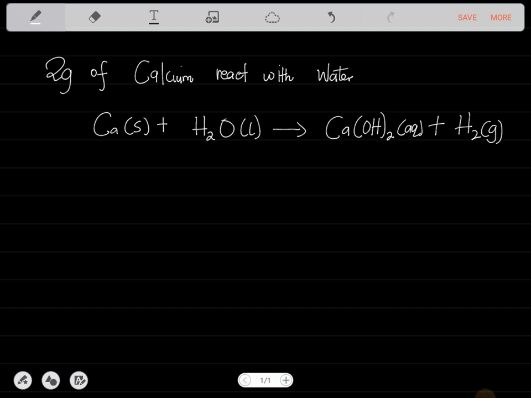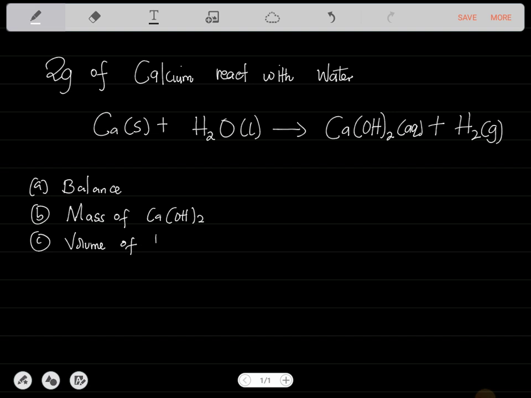So, here are the things that we're going to look at. A, we're going to balance the equation. B, we're going to find the mass of calcium hydroxide. C, we are going to find the volume of hydrogen gas that has been produced.